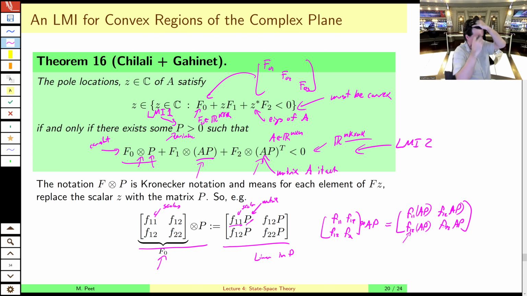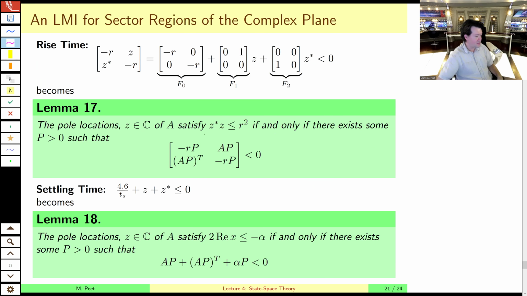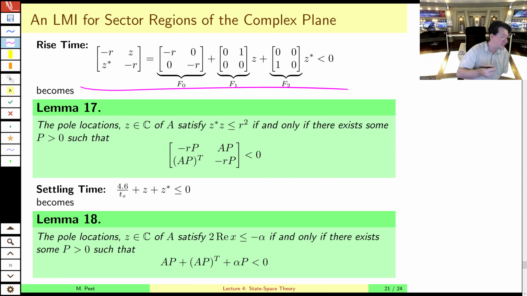So that's useful. This very nice result from Chilali and Gahinet says that if I have an LMI constraint on the eigenvalues of A, that can be translated to an LMI in the matrix A itself with this variable P. A is not a variable; it's data in this case. So, for example, how do we implement this? Well, here's the rise time constraint. Remember, this is our LMI region.